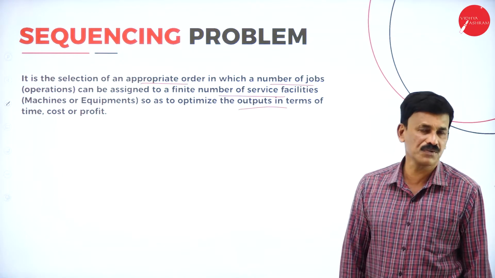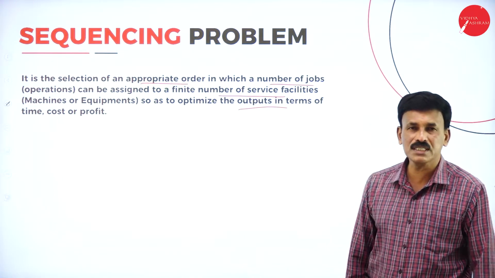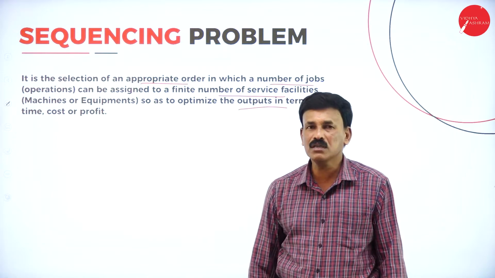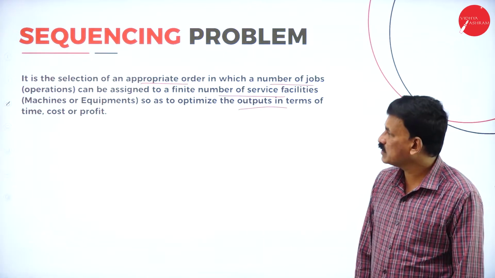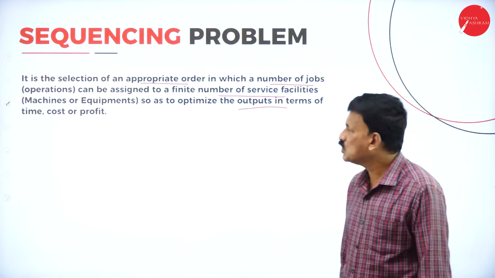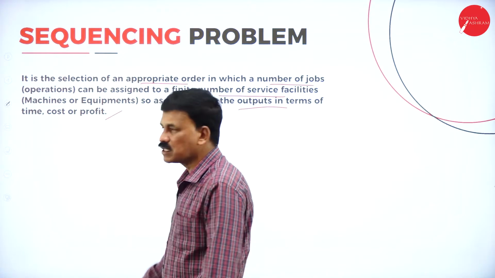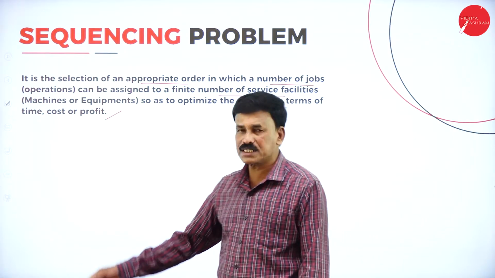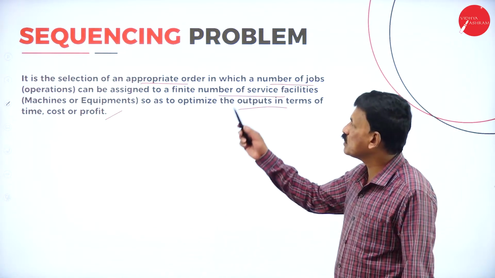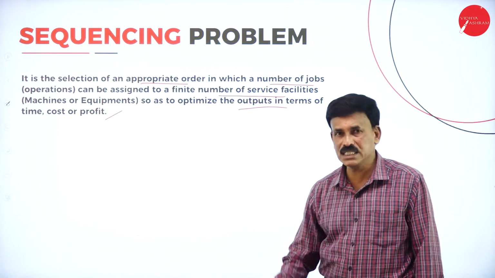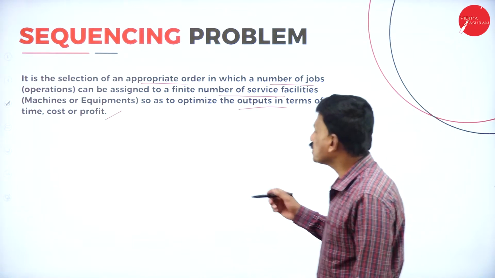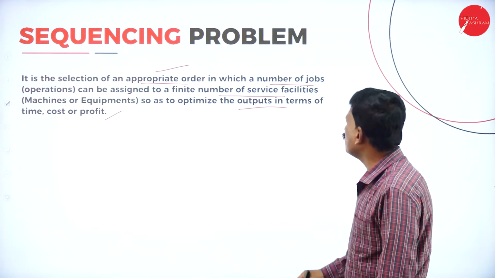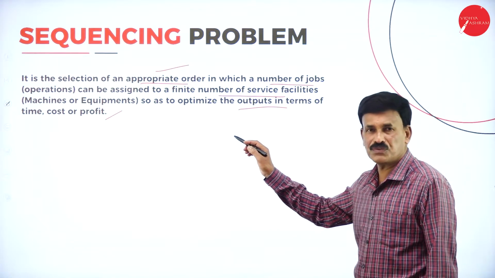The outputs may be in the form of time, cost or profit: to get the minimum time, the minimum cost, or the maximum profit. To minimize the cost and the time, we are using the concept of sequencing. For that sequencing, we are going to select an appropriate order. The order of the sequence is very important. That is what we are going to perform.